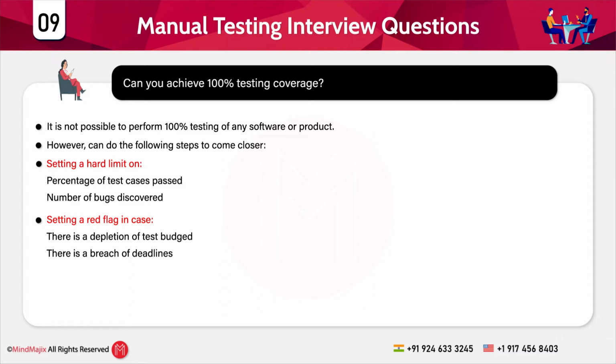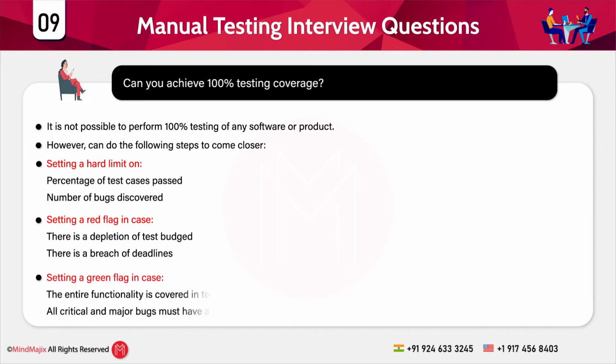In the third step, you can set a green flag in case the entire functionality is covered in the test cases. Also, all the critical and major bugs have a closed status. So using these three steps, you can try to achieve close to 100% testing coverage.